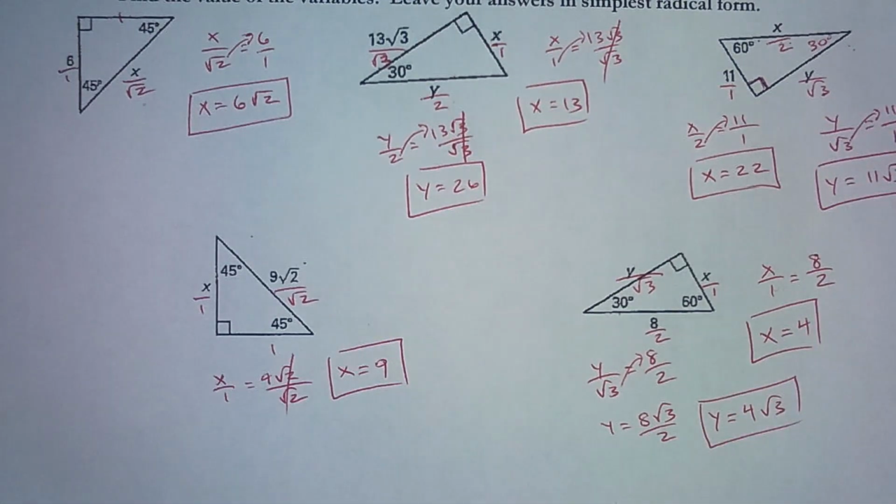Okay, so that's all we have on this review for special right triangles. Next up will be sine, cosine, and tangent.